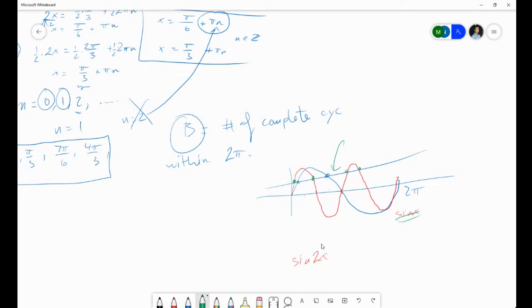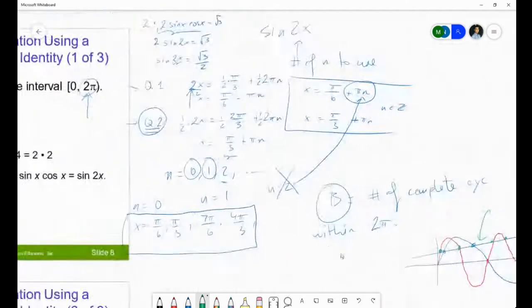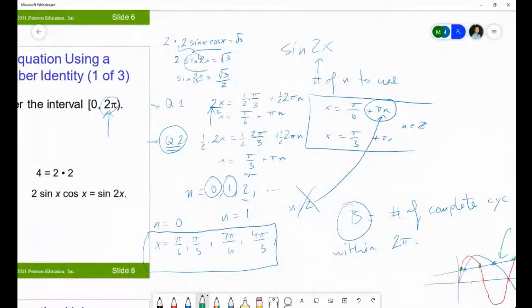And can you help me isolate where you got sine 2x from? Because you got it after you derived the double angle identity, right? Yeah. 2 times sine x cosine x, 2 times sine 2x, and that's where you got the b value. Yes. Okay, I get it. Okay.